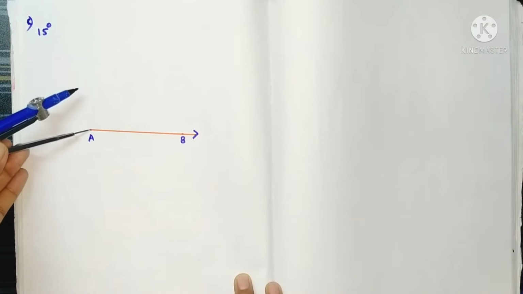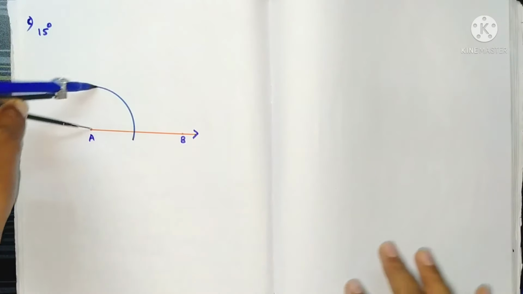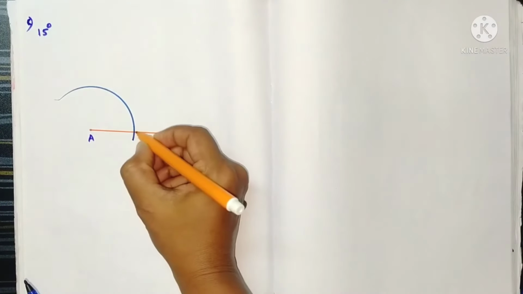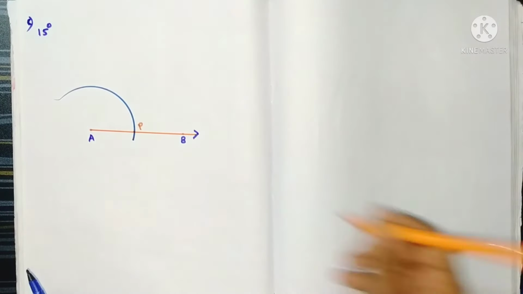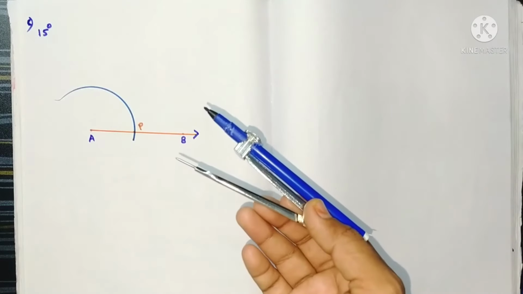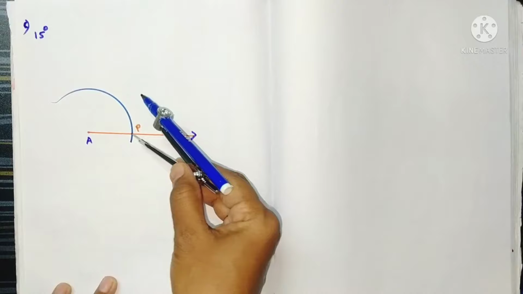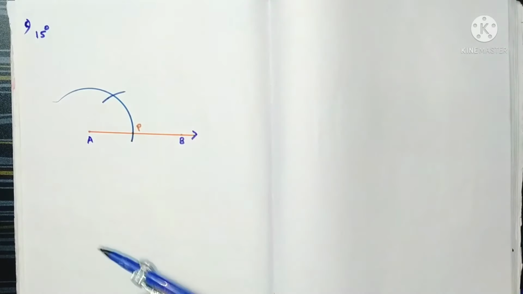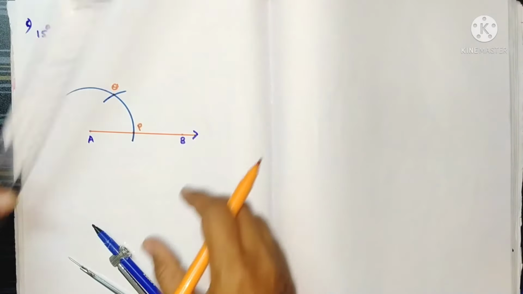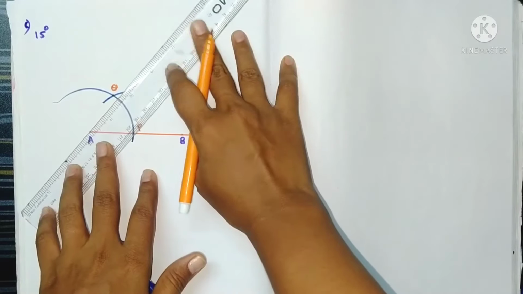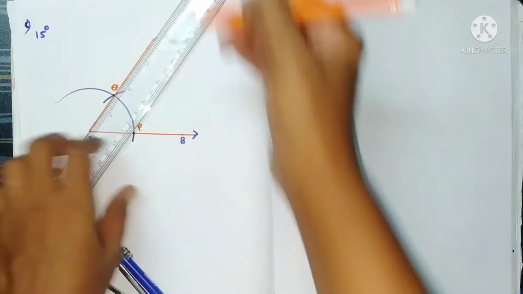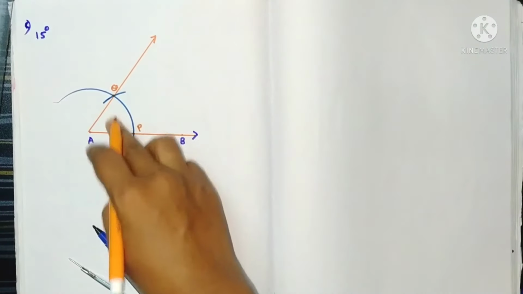With some radius, taking A as center, draw an arc. Again with the same radius, this arc intersects AB at P. Now with the same radius, without disturbing your compass, taking P as center, draw another arc onto it. Let it be Q. Now draw a ray through A and Q. So this is 60 degrees.